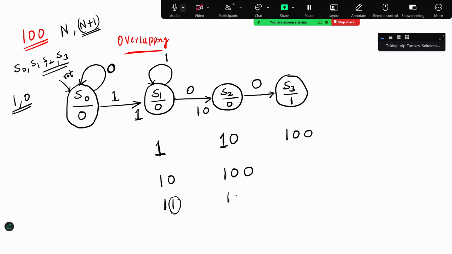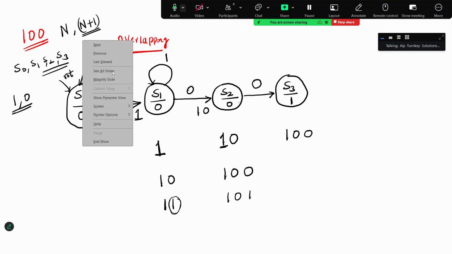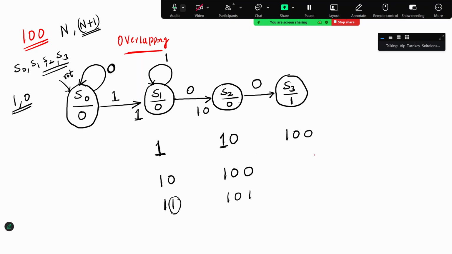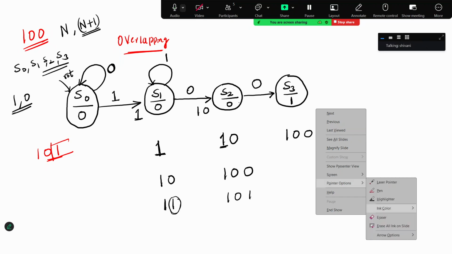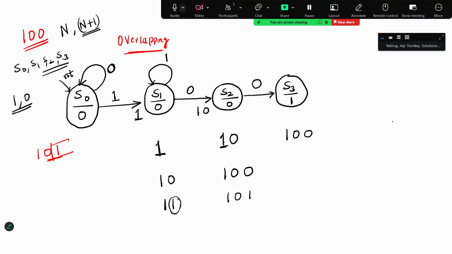Suppose the input is 1 0 1. For 1 0 1, first I need to check two states. Is this matching with 1 0? No, 0 1 is not matching with 1 0. So next I need to see for this 1. Where will it go? It will go to S1 state.